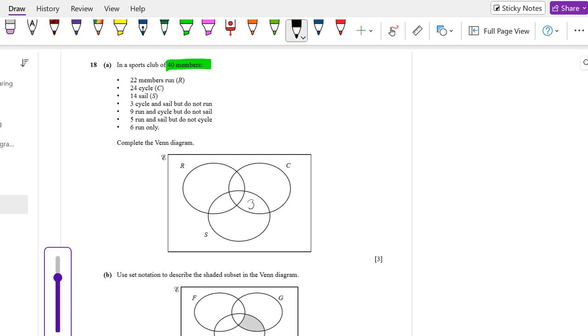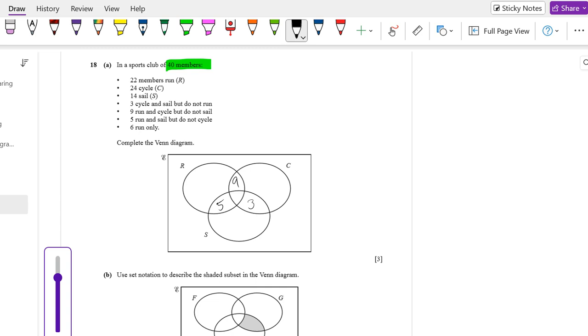So this will be 3. 9 run and cycle. 9 over here. 5 run and sail. 9 run and cycle. Sorry, 9 should be here. 5 run and sail.